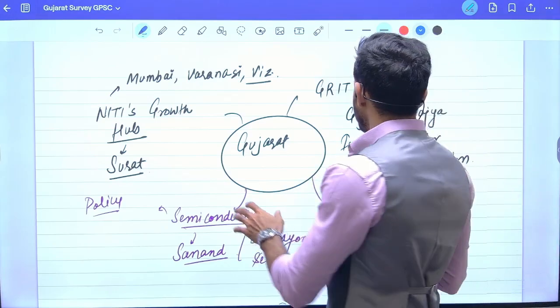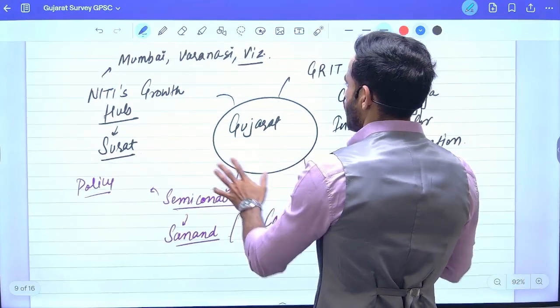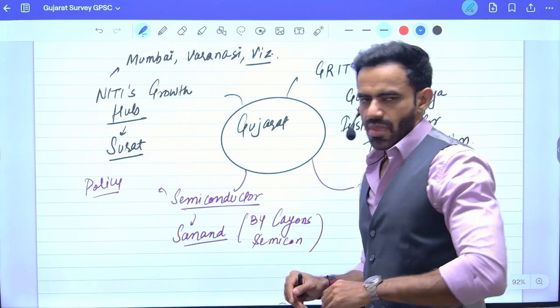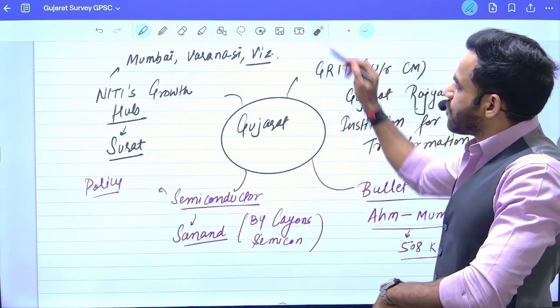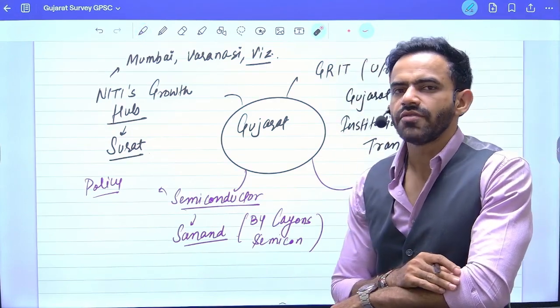Next is related to the various institutions. Okay. So first thing first, at national level we have Niti Aayog.